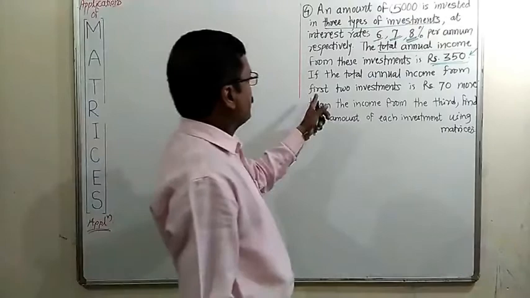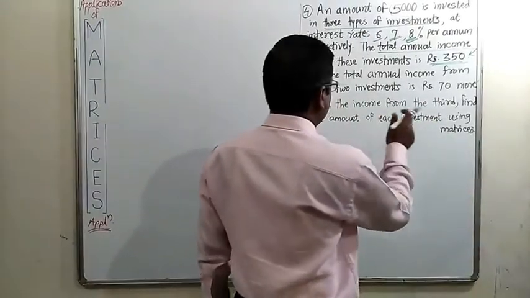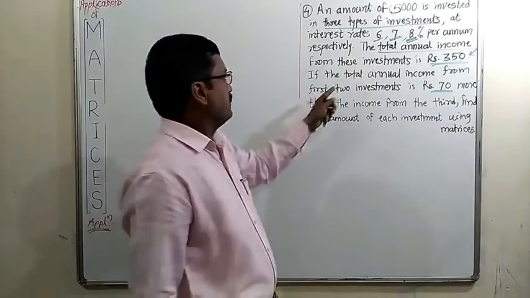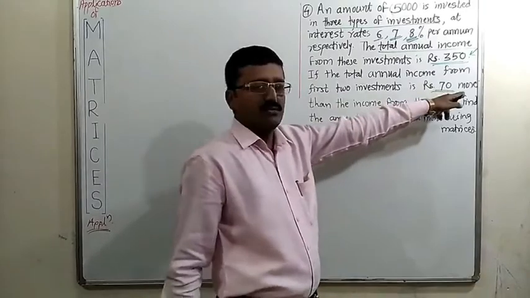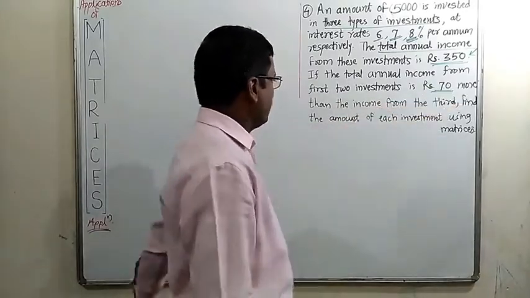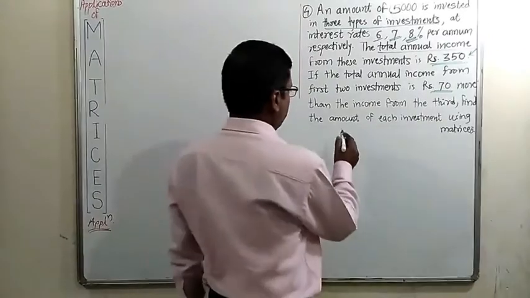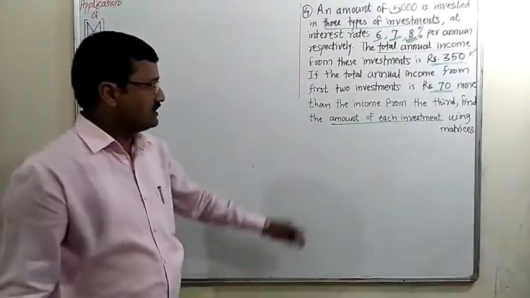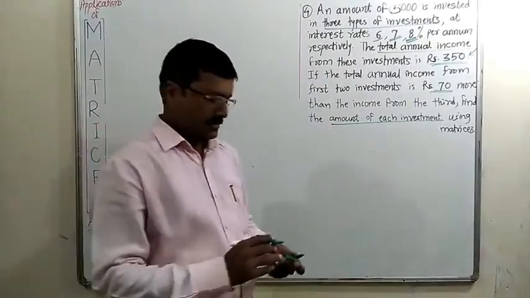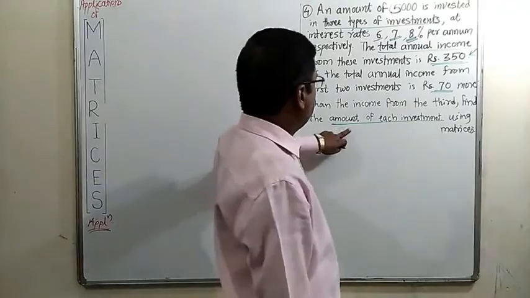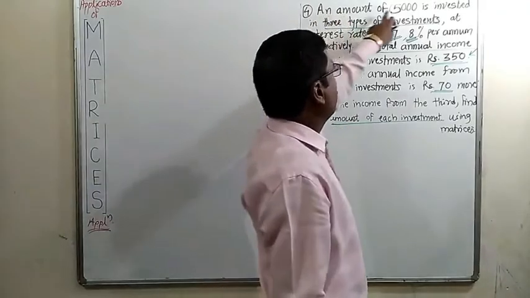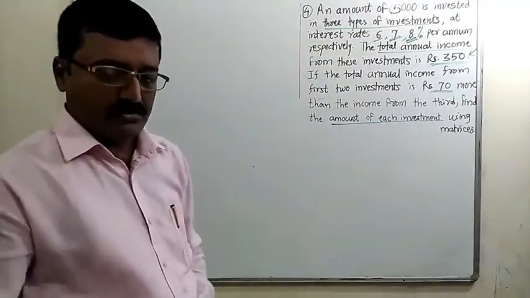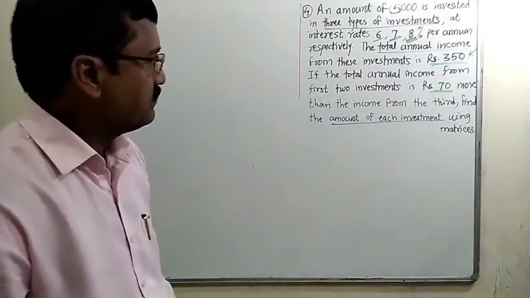If the total annual income from the first two investments is rupees 70 more than the income from the third, means if you take the total annual income from the first two investments, then it is more by 70 than the third investment. Then find the amount of each investment using this. The question is to find the amount of each investment. That means we have to consider these amounts as our unknowns. So here last is our requirement, and in the first condition an amount of 5,000 is invested in three types of investments. So we will consider here the amounts invested in these three investments.